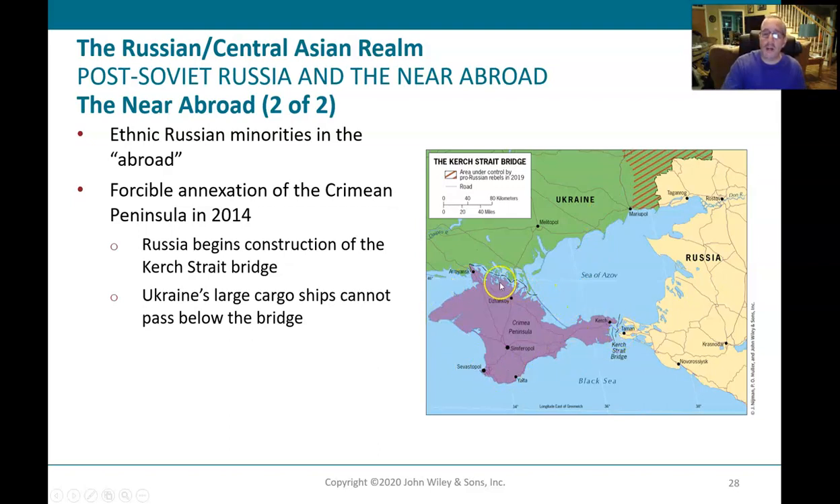So this is currently a very hot topic, the Crimean Peninsula, because Ukraine has done so well in this war. The idea is that they're going to take the Crimean Peninsula back. That's their goal. Now, if that happens or not, I don't know. Some military advisors advise against that. Some say go for it, go ahead and do it.